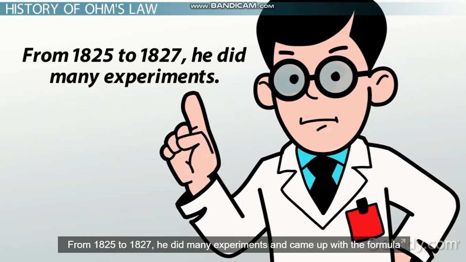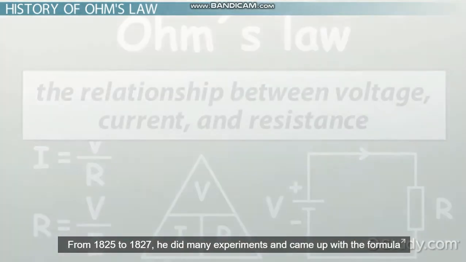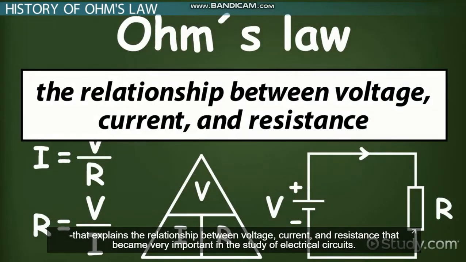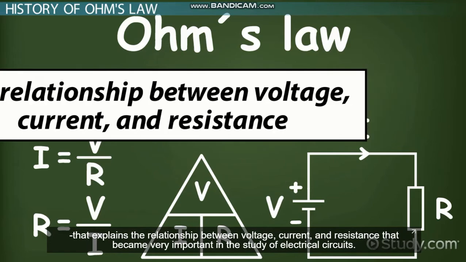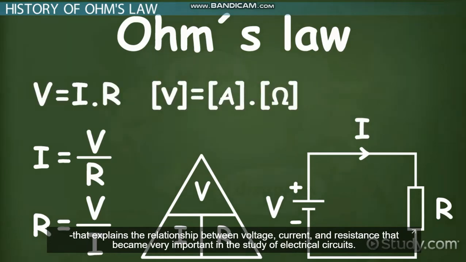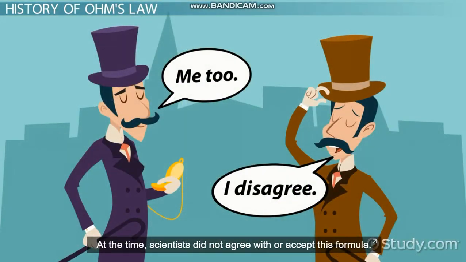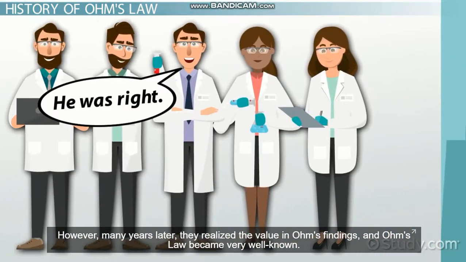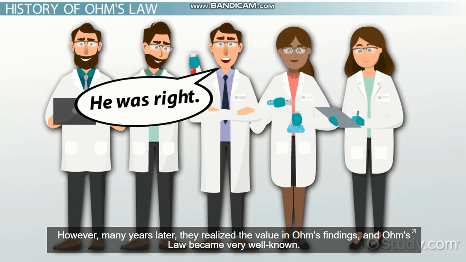From 1825 to 1827, he did many experiments and came up with a formula that explains the relationship between voltage, current, and resistance that became very important in the study of electrical circuits. At the time, scientists did not agree with or accept this formula. However, many years later, they realized the value in Ohm's findings, and Ohm's law became very well known.